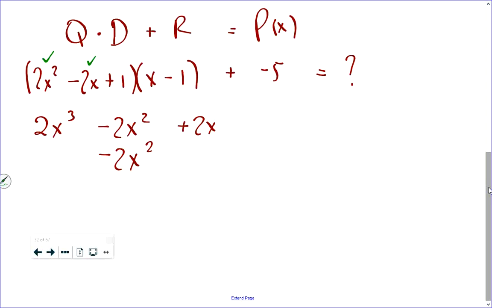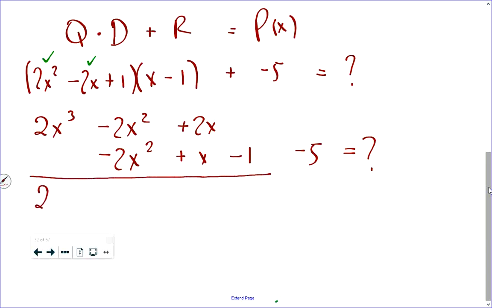Now I move on to the 1, and I say 1 times x is x. 1 times negative 1 is negative 1. Don't forget about this negative 5 over here. Right? That's important. What is it I get when I add this all together? 2x cubed minus 4x squared plus 3x minus 1 minus 5.